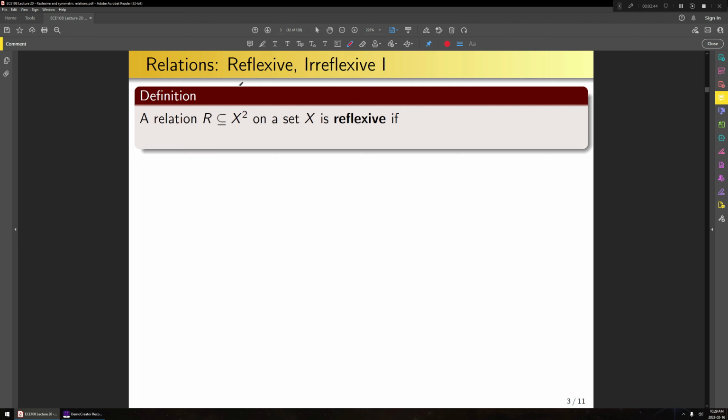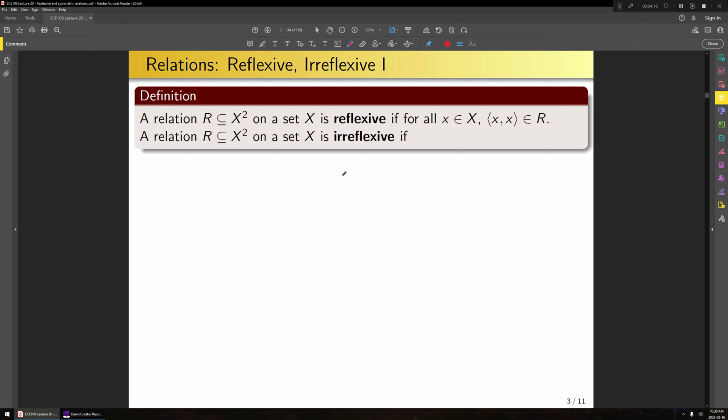So we'll first talk about reflexive and irreflexive relations. A relation on the set X, so a subset of X squared, is going to be reflexive if for all X, X comma X is in R. So for every element of the set X, X is related to itself. So just jumping ahead, you can think, hey, for every real number X, X is equal to X, right?